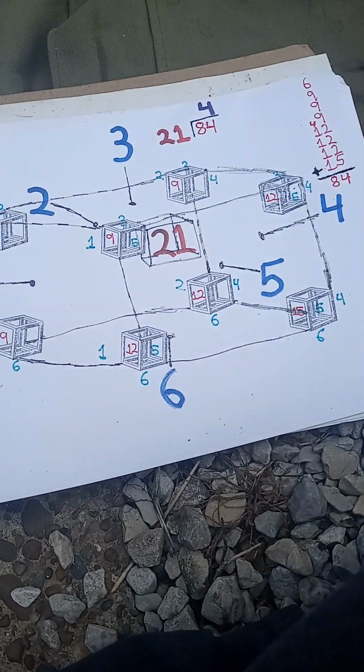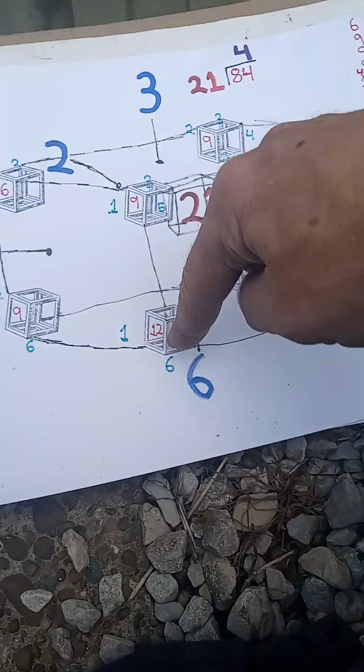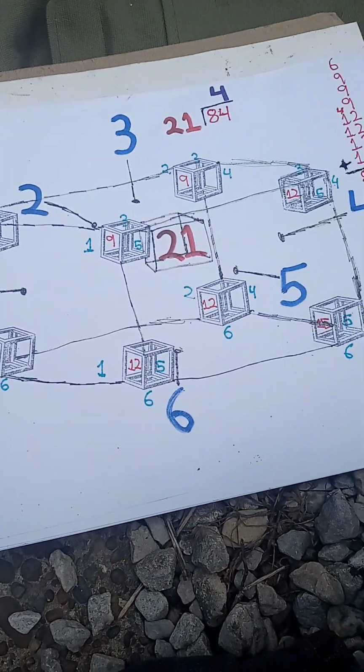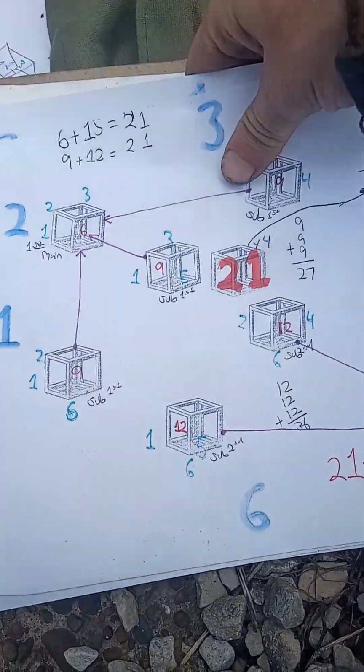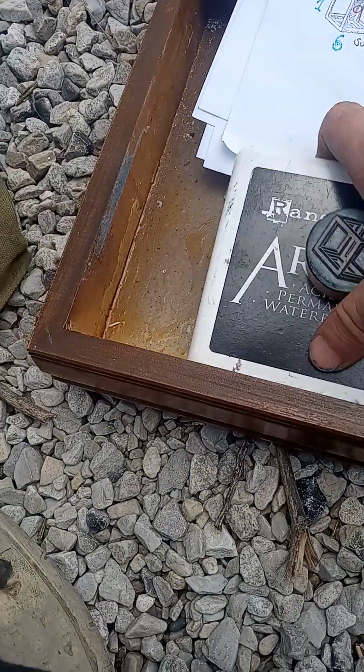And well, there's another example, and this is 21, and there's 84. So that's all my examples of the fractal central ghost number cube. And this is for my fractal central ghost numbers.